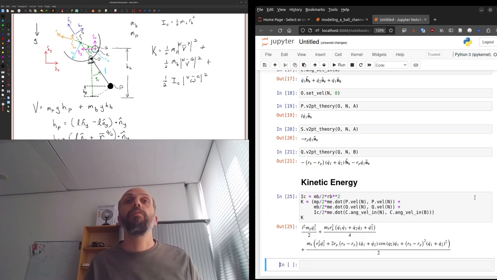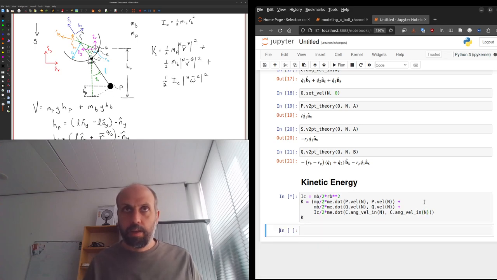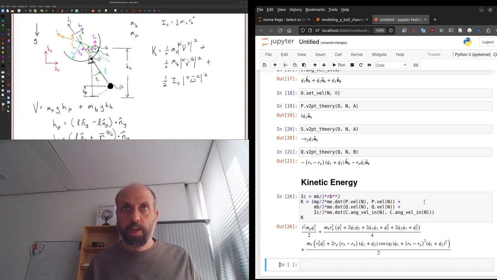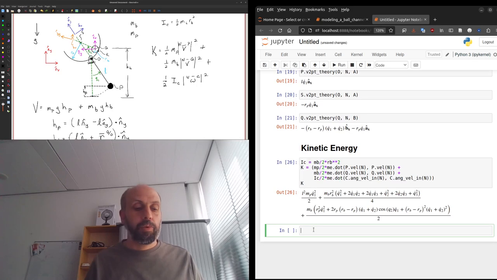Okay, so I think we have our kinetic energy for the system. Got a particle and then one rigid body here. And if I've typed everything right, which I haven't, we should get what looks like the squared magnitudes of the linear and angular velocities multiplied by either the mass over 2 or the moment of inertia of the ball over 2. Okay, pretty straightforward.